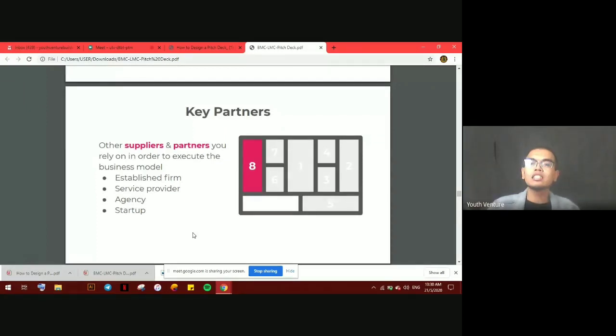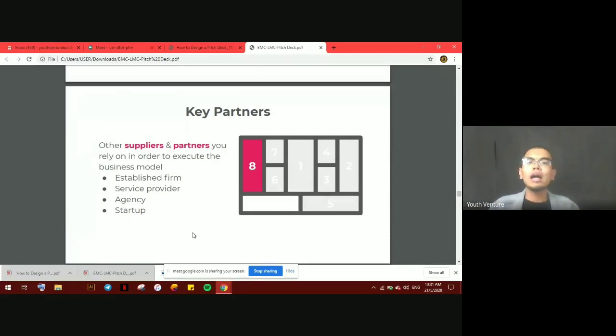Key partners are other suppliers or partners that you rely on in order to execute your business. So one of the key things for key partners is it is always a third party. For example, it is the agency that you are dealing with, it is the government that you are dealing with, it is the one who gives you a permit or license to do your business, it is a local authority that you deal with in terms of regulation and laws. So usually it is an established firm, or it is a service provider, and it can also be another startup that you are collaborating with.